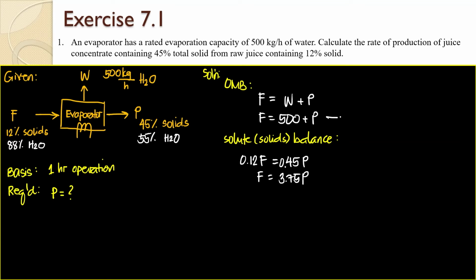So let's call this equation 1. Let's call this equation 2. Substitute equation 2 in equation number 1. Can you help me solve for F and P? Or you can use your calculators. Two equations, two unknowns in equation mode. What is F? This is P.